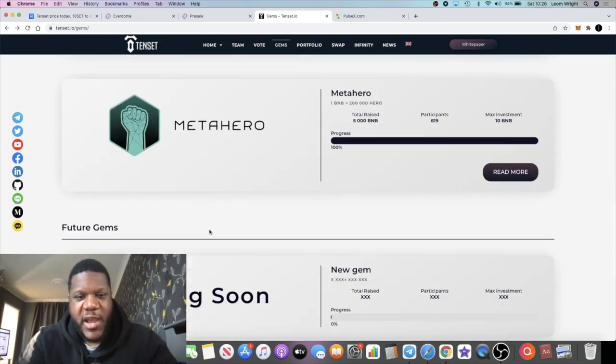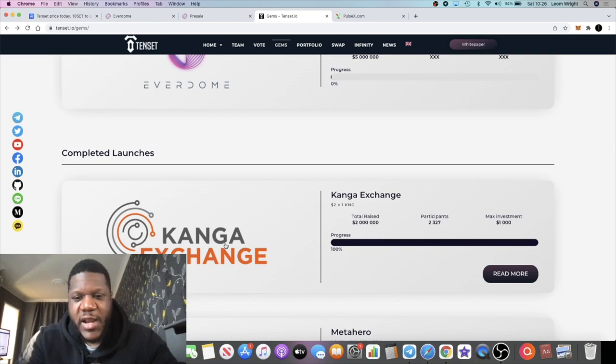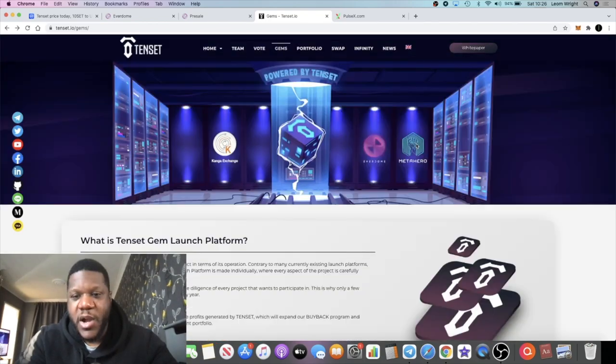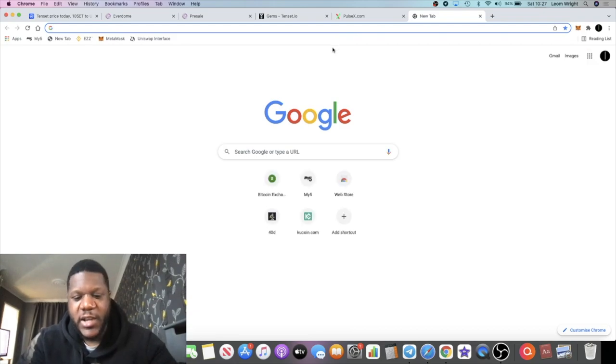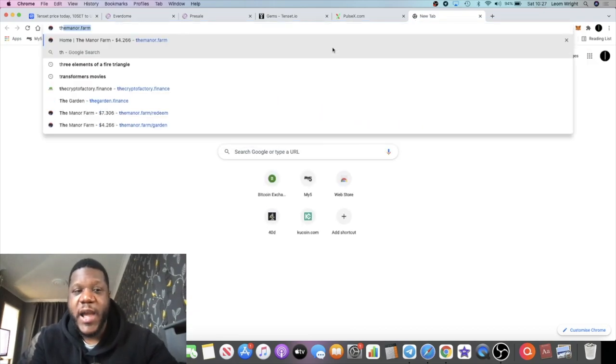As you can see, we have MetaHero, that was the first one. Kanga Exchange was the next one, and now Everdome. I wasn't a MetaHero holder, so I didn't qualify for the Everdome pre-sale that way. But of course, I am a Tenset subscriber, so I'll be able to participate in Everdome. Now, I think it's important to have projects like this in the pipeline, especially with the market conditions that we're seeing right now.